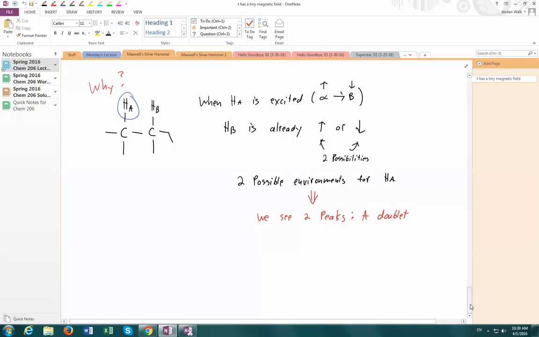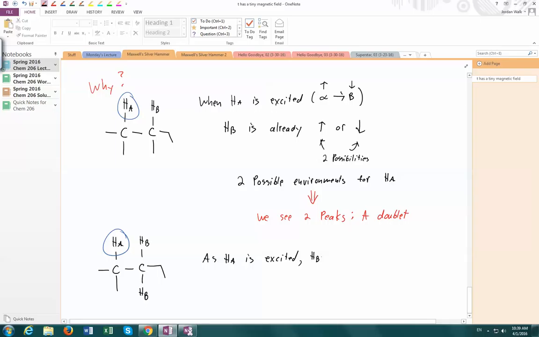All right, so let's look at another example of this. So our next molecule is going to look like this. We'll still have HA, but now let's put two HBs here. Okay, so now that's our new molecule. And again, we're going to focus in on HA. That's what we're worried about. So as HA is excited, HB, so our HB equivalent.